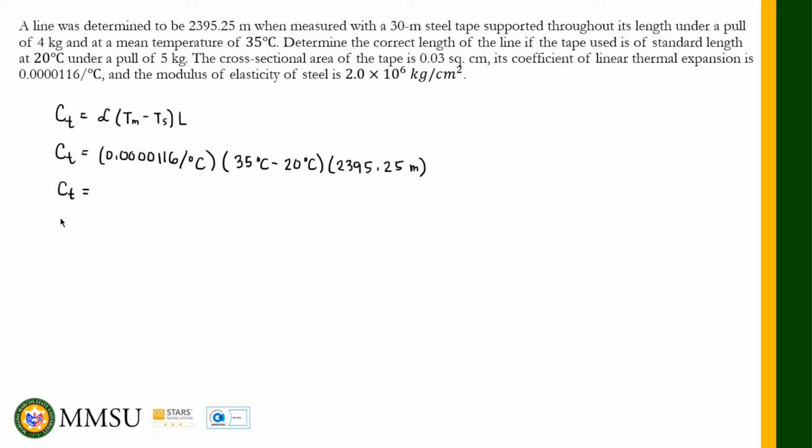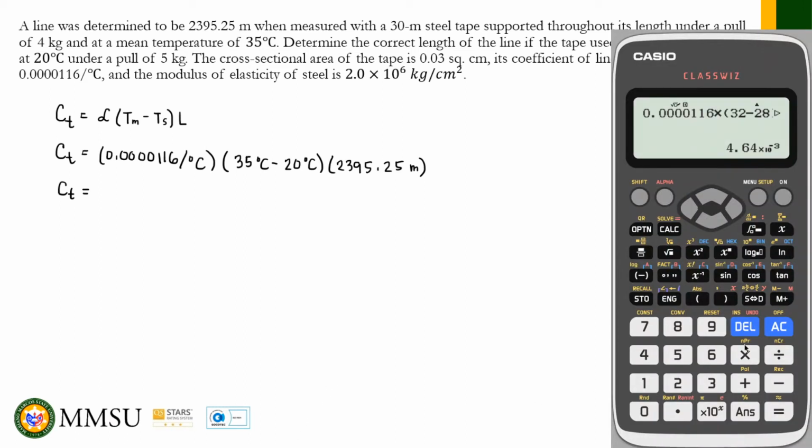Okay, so let's open our calculator. Okay, so that's 0.0000116 times 35 minus 20 times 2395.25. That's 0.4168.